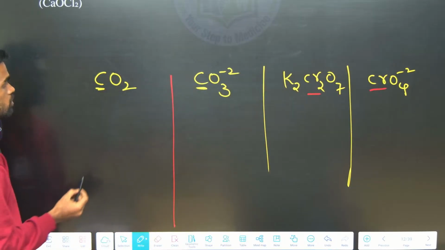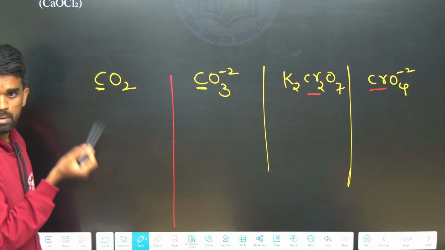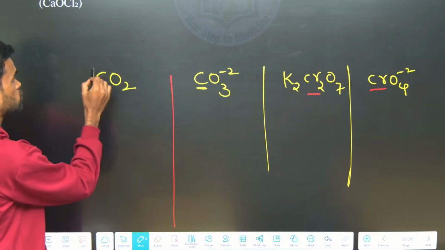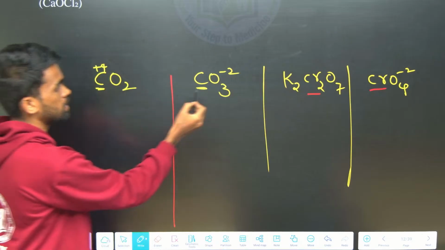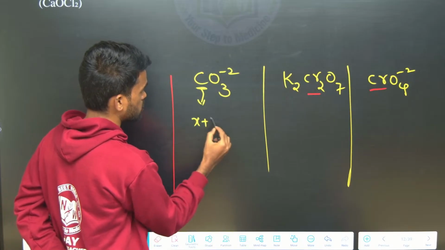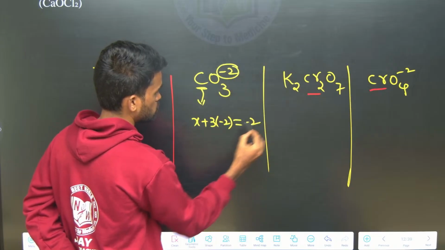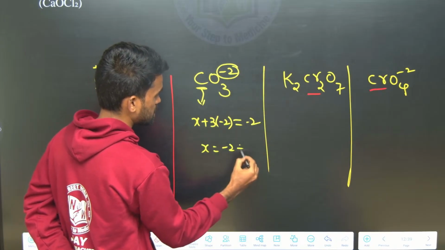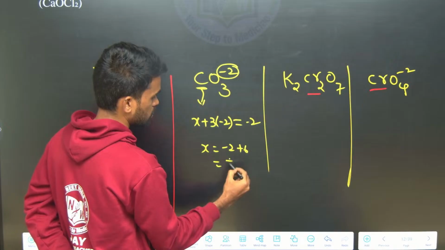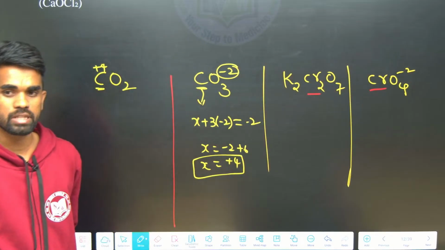CO2: plus 4, because each oxygen is minus 2, 2 are there, minus 4, so carbon should be plus 4. And here, very simple, X plus 3 oxygens, each one minus 2. Overall charge is minus 2. So minus 2 plus 6, that is plus 4. Okay, like this. And one more thing.